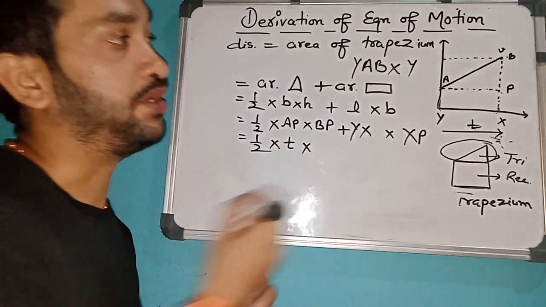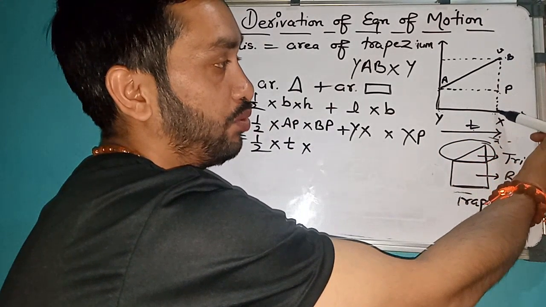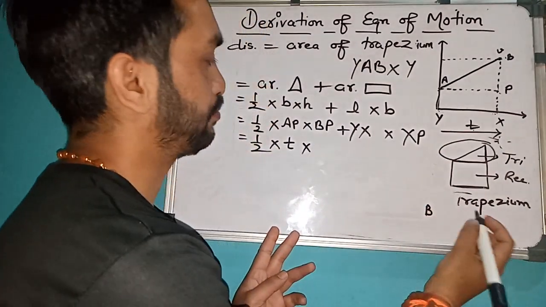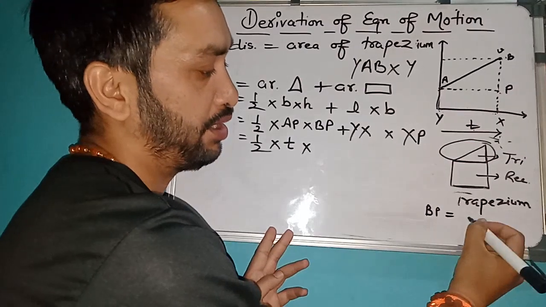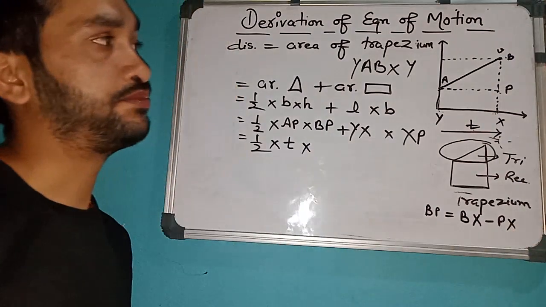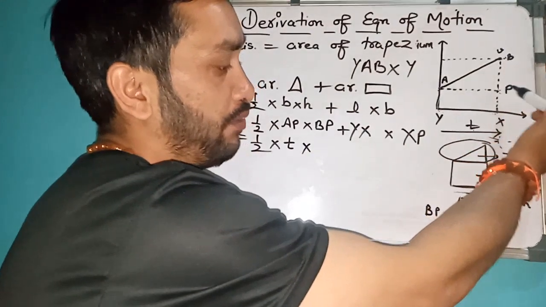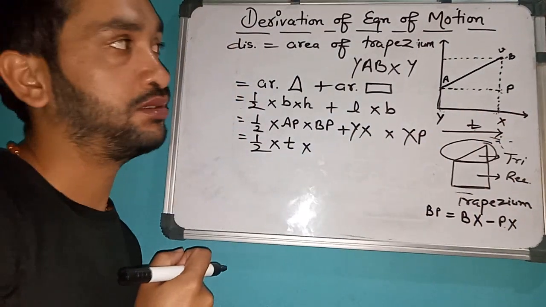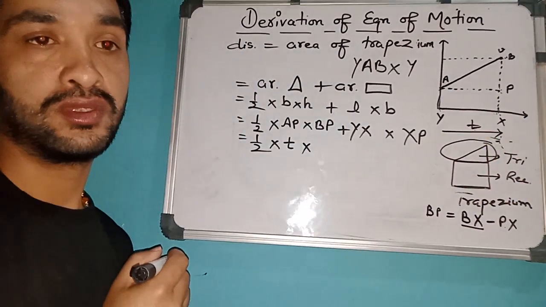Now let us check where is BP. See, this part is BP. How can I take out BP? From the whole, I deduct this part, XP. If I want BP, look at it very carefully. If I want only BP, what I can do is deduct PX from BX. Do not try to memorize it. If I want BP, I will deduct PX, only this much. PX I will deduct from the whole BX. So what is the whole BX? Look here, BX is your V.